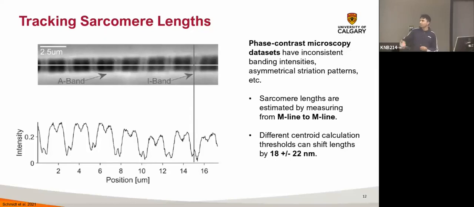And based on whether you do it manually or use an algorithm, you can get changes in the length of a sarcomere by 18 to 22 nanometers. So there's an inherent limit to the amount of resolution you can get with these methods. We wanted to supersede that by using immunofluorescent antibodies.